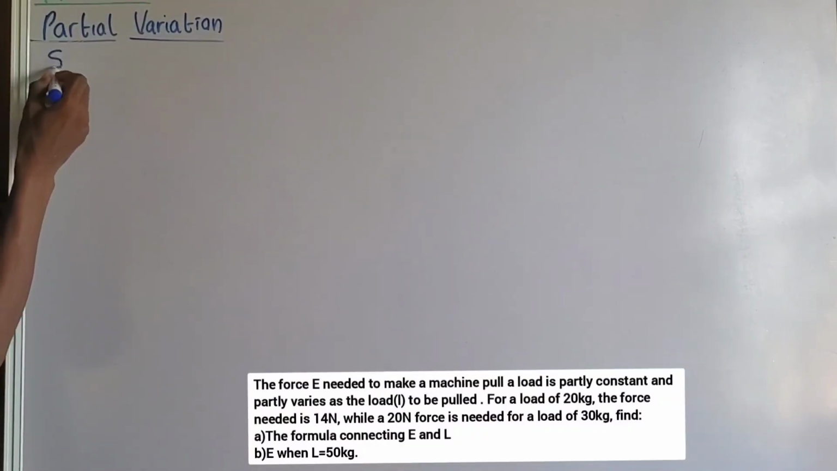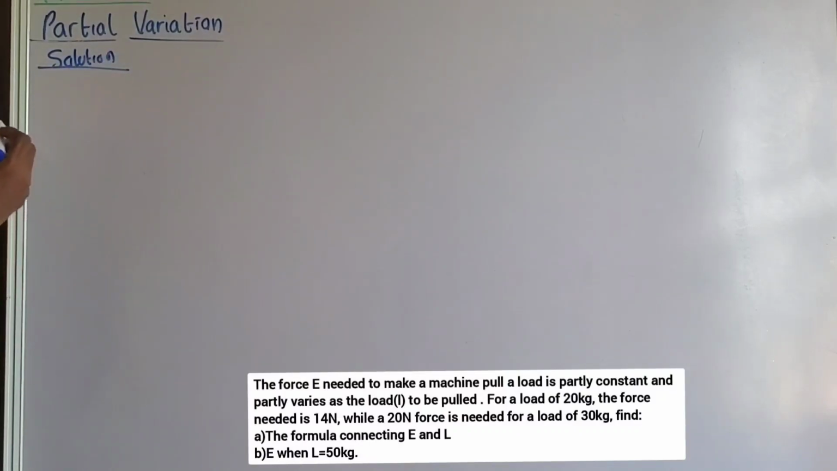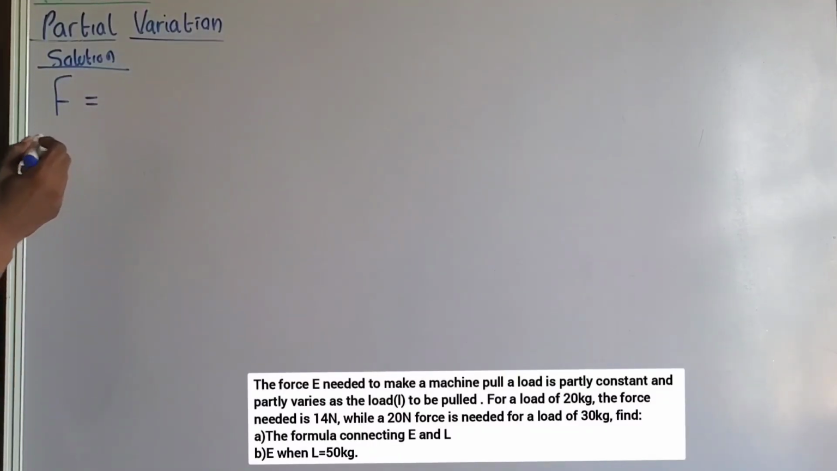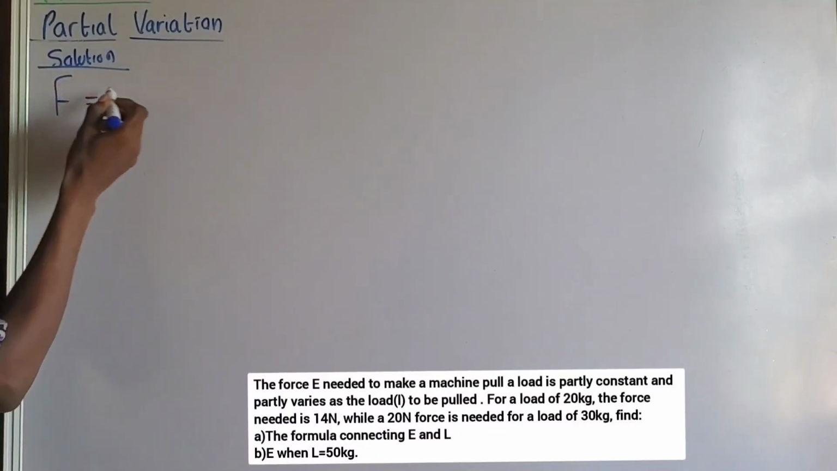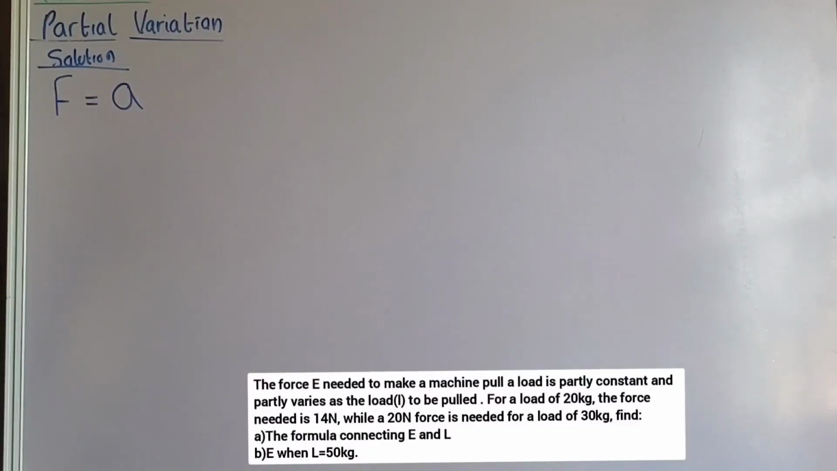Please pay attention. Let us represent the force as F. The force E needed to make a machine pull a load is partly constant. So F is partly constant. Because it is partly constant, we don't know the constant, so let us represent the constant as A. So F equals A. Don't forget that A is the constant.